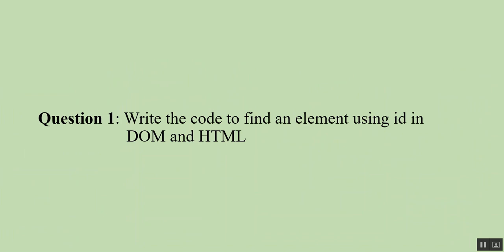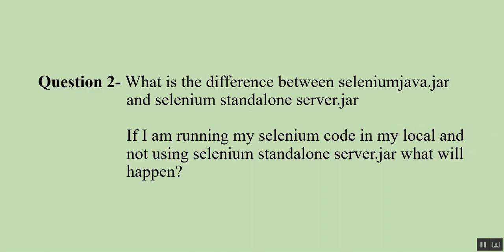You might have heard the concept of DOM and HTML. I have an element which can be identified using ID. I want you to write a code to identify an element in DOM and another code to identify an element in HTML. So it's that simple. I need a code to find an element using ID in DOM and HTML. That's my first question.